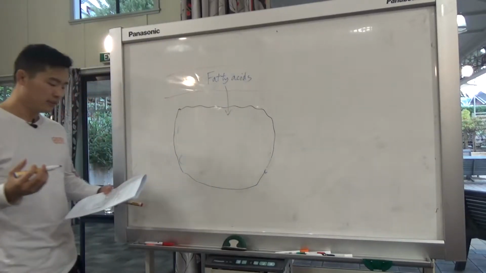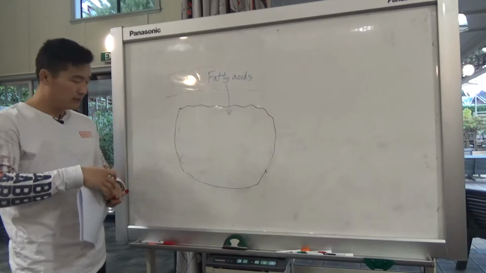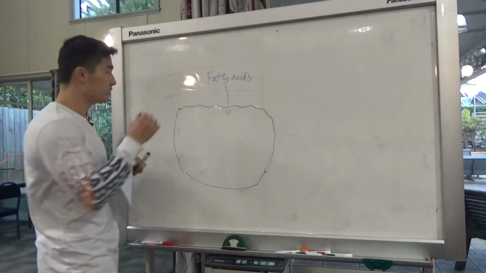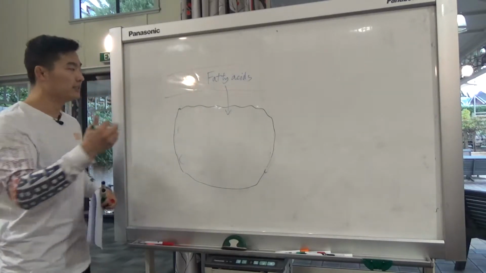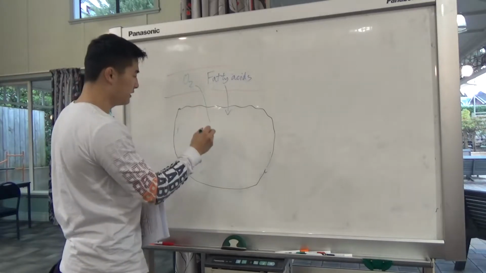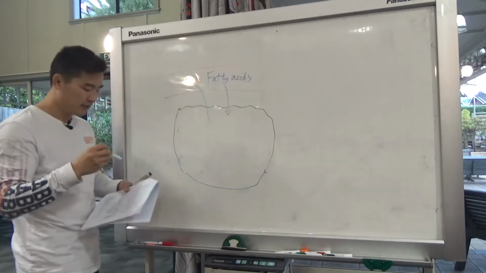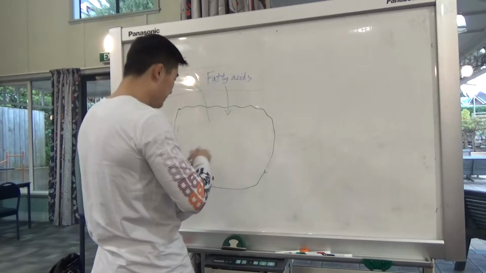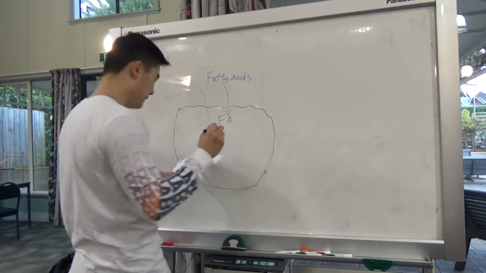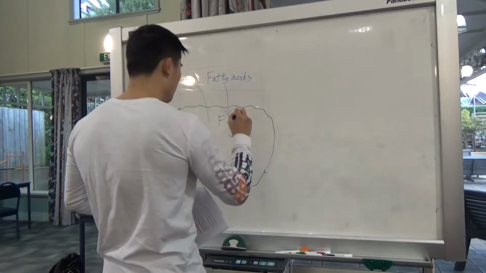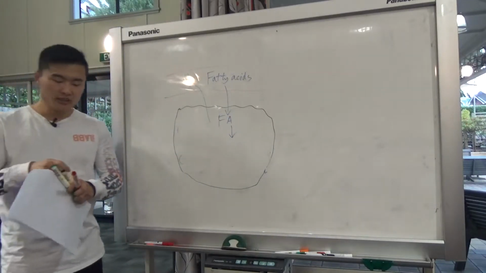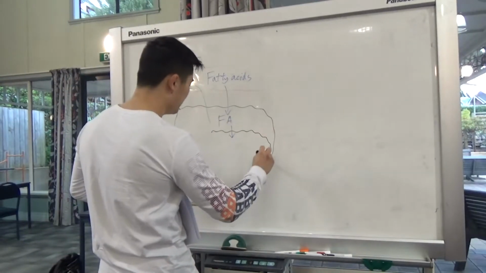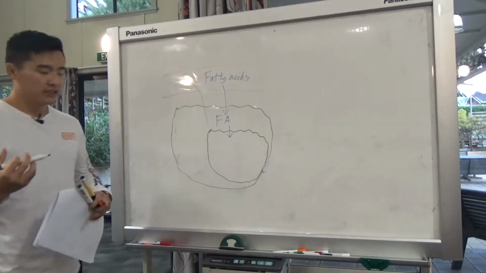So the fatty acids are going to diffuse into the cell, and we also need oxygen this time. So there's going to be oxygen in the blood that needs to diffuse into the cell. Okay, and so we've got the fatty acids coming in, and they are going to go into the mitochondrion. So remember, the beta oxidation occurs in the mitochondria.